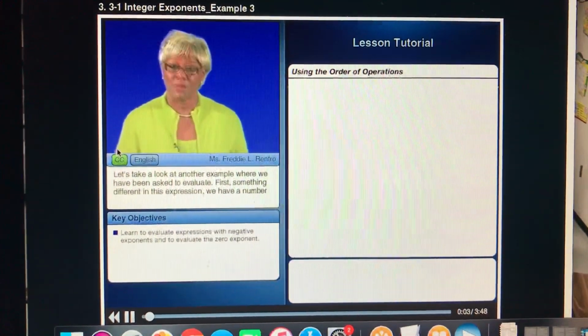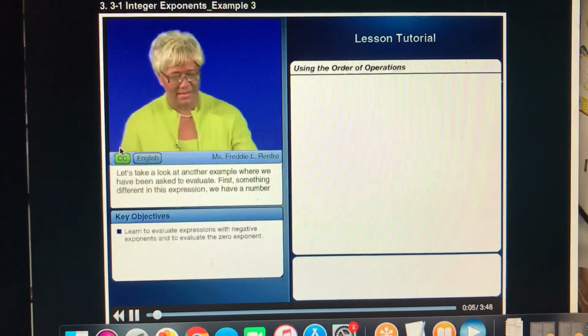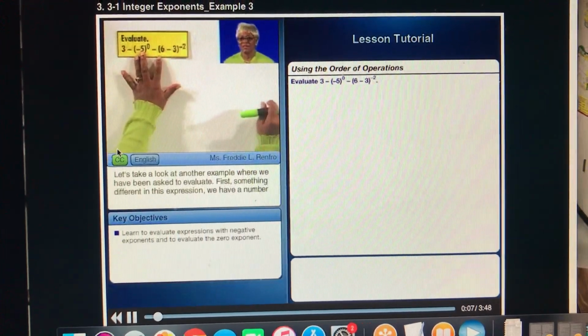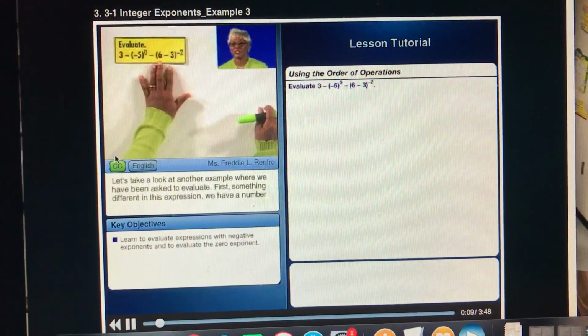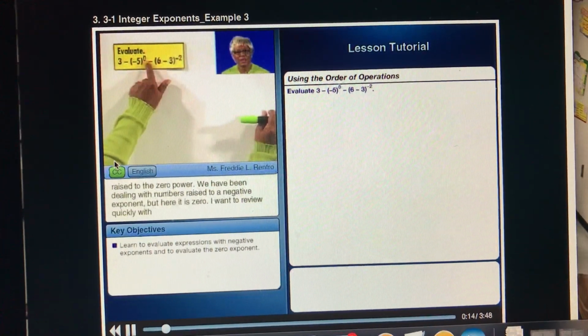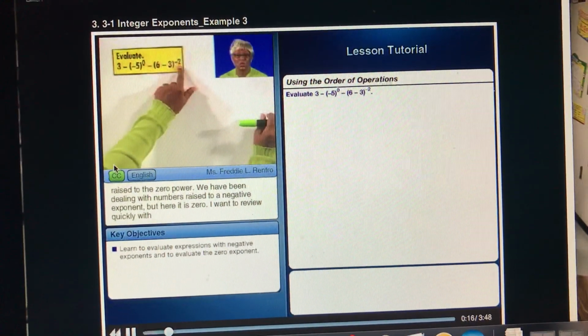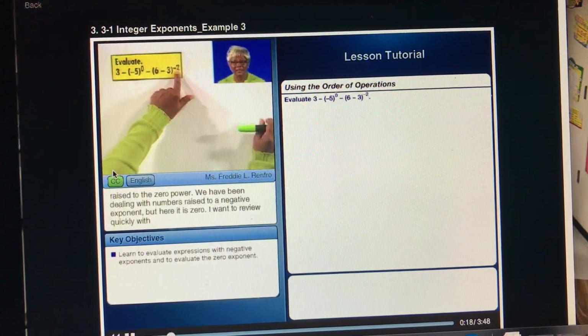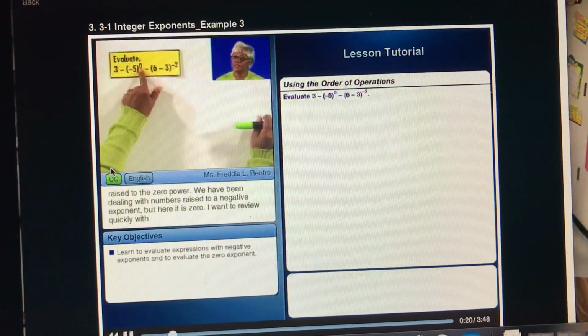Let's look at another example where we're being asked to evaluate. But there's something different in this expression. We have a number raised to the 0 power. We've been dealing with numbers raised to a negative exponent, but here it's 0.